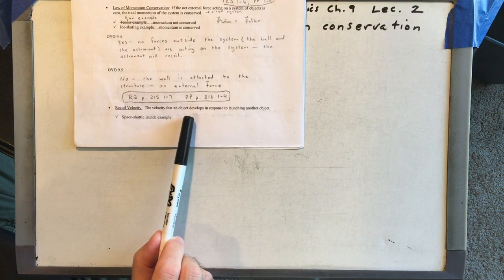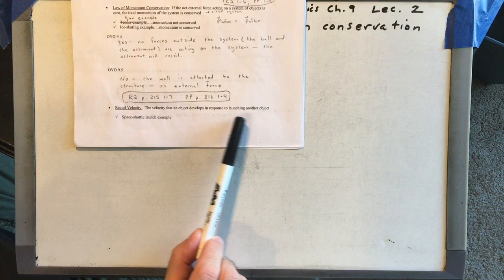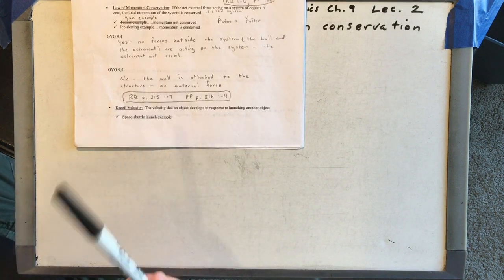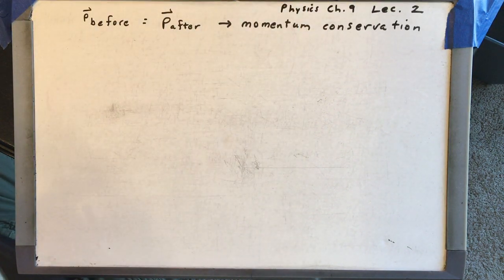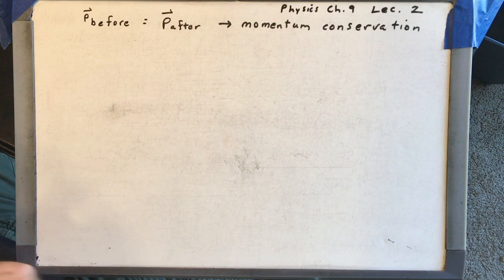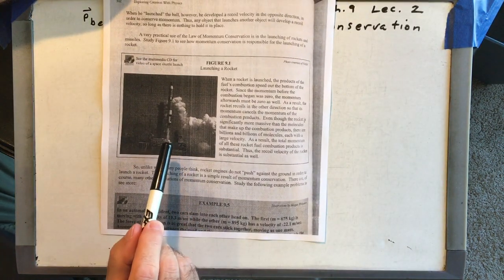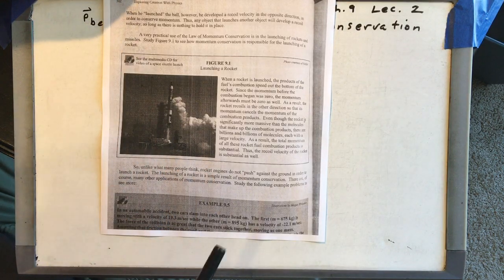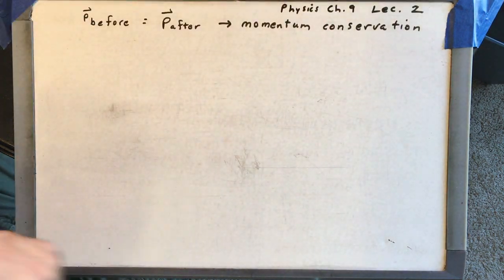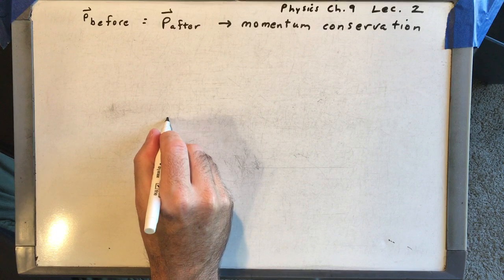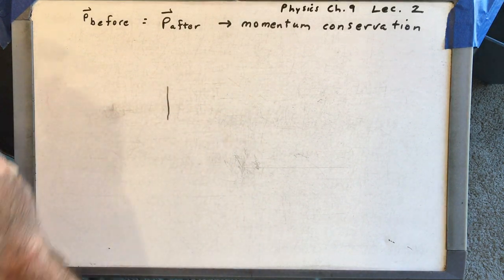That's the velocity an object develops in response to launching another object. So in your book, there's a picture of a rocket. I don't know how well you can see it here, but you're on page 302. And just think of that. You don't have to write this down.